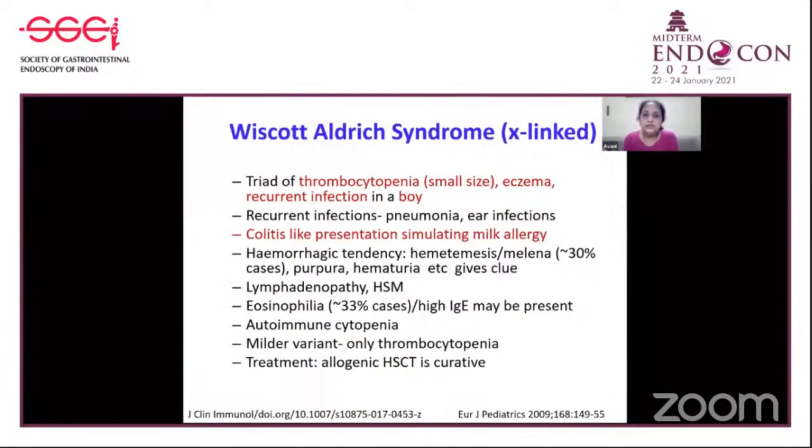So Wiskott-Aldrich syndrome is a unique condition which is X-linked and therefore presents in boys, and it is characterized by a typical triad of thrombocytopenia along with small size platelets, eczema, and recurrent infections, which could be pneumonias or ear infections. The colitis-like presentation along with eczema often simulates milk allergy, and these patients are often misdiagnosed as such. They have a bleeding tendency, which may present as hematemesis, purpura, hematuria. They have lymphadenopathy, hepatosplenomegaly, and eosinophilia. And these patients respond very well to bone marrow transplantation.